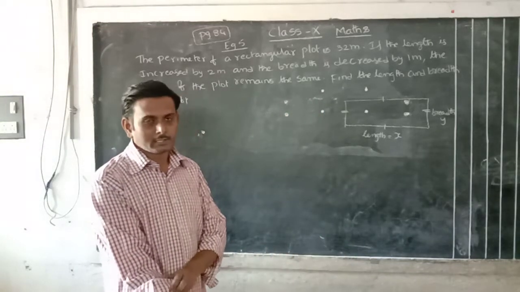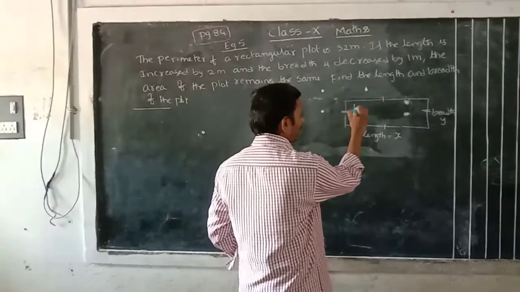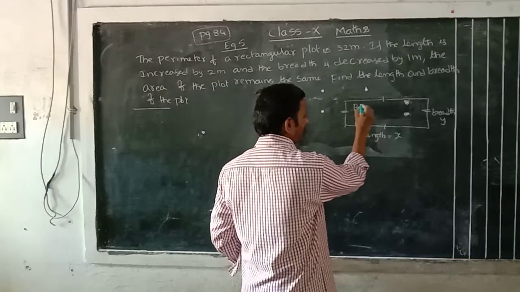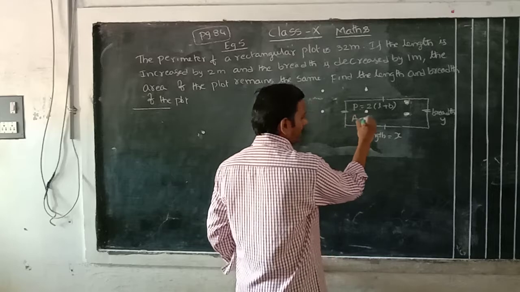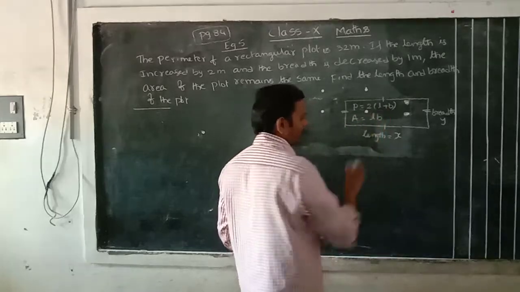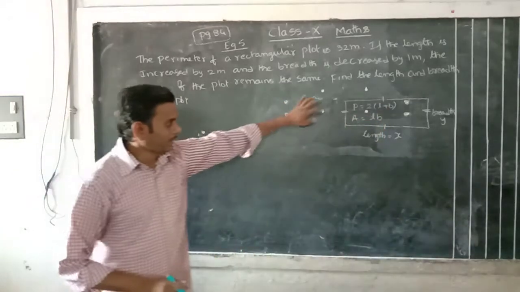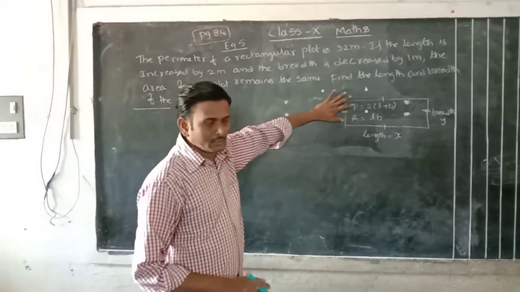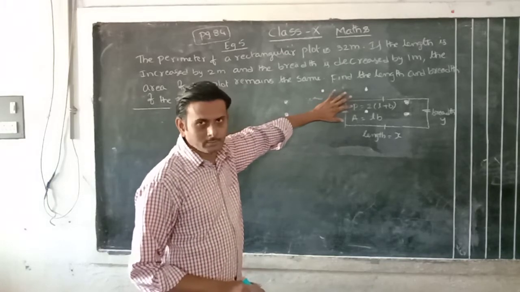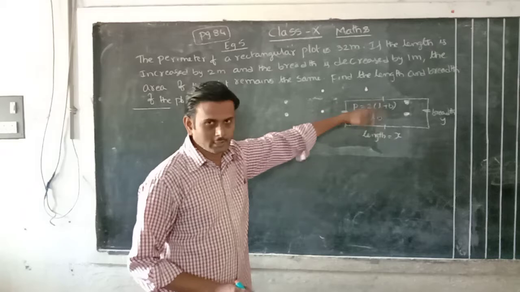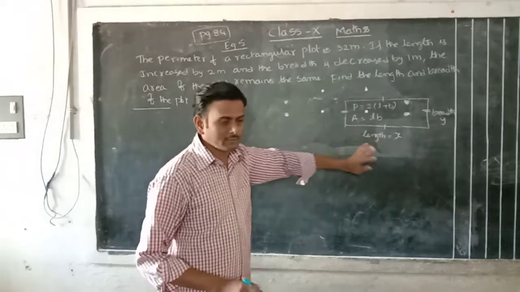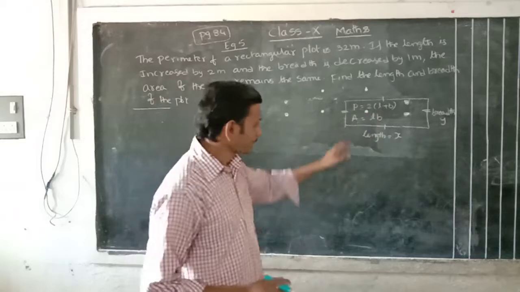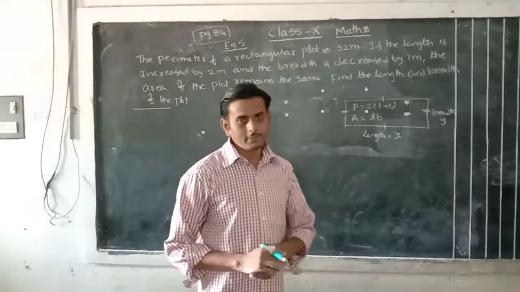Then the perimeter of a rectangle: what is the formula? Perimeter equals 2 into (L plus B). Area equals L into B. I have written the formulas here. We have to write them in x and y: instead of L, x, and instead of B, y.